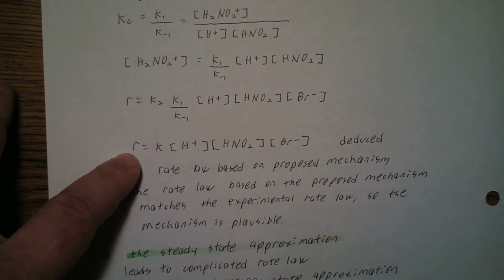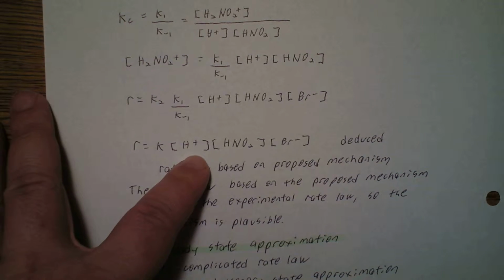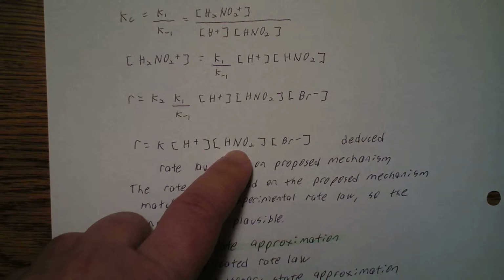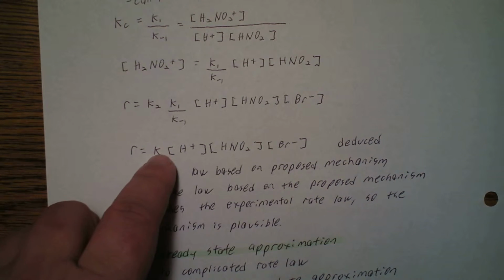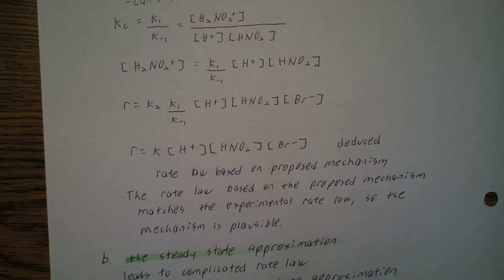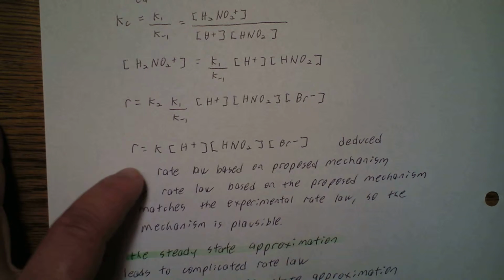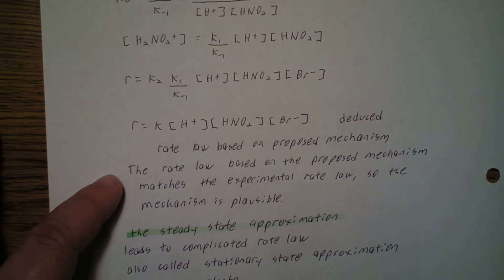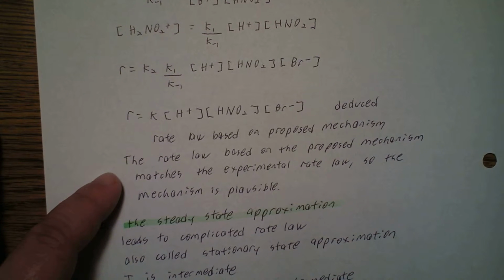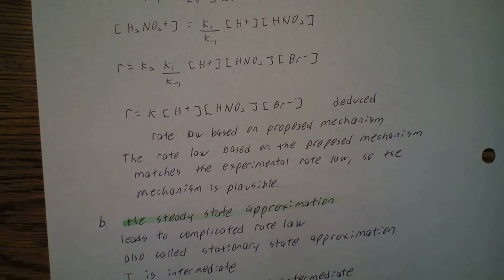So then we get R is equal to K times the concentration of H plus times the concentration of HNO2 times the concentration of the bromide. So we combine those three constants. So this is our deduced rate law, our rate law based on the proposed mechanism. Now the rate law based on the proposed mechanism matches the experimental rate law in this case. So we can continue to say that the mechanism is plausible.